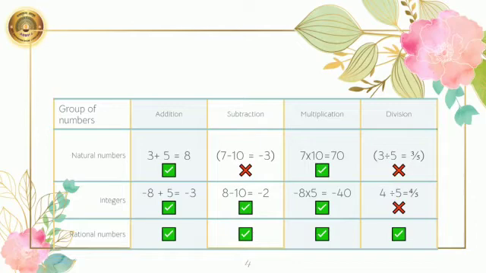Similarly, we check for integers. When you add two integers, the answer is always an integer. Same way, when you subtract two integers, the answer is always an integer. Multiplication of integers, also the answer is an integer, but this is not true in the case of division. In the case of rational numbers, we see that for addition, subtraction, multiplication, and division, the answers are also rational numbers.